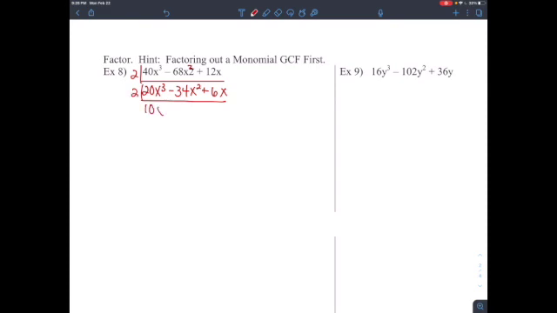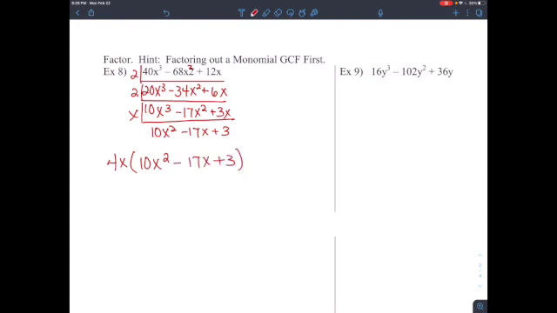So that's 10x to the third minus 17x squared plus 3. Then x. Then you can pull out x, and that's going to be 10x squared minus 17x plus 3. Now, you have 4x, because 2 times 2 times x is 4x, and then you have 10x squared minus 17x plus 3. Now, you should double check and factor the 10x squared minus 17x plus 3.